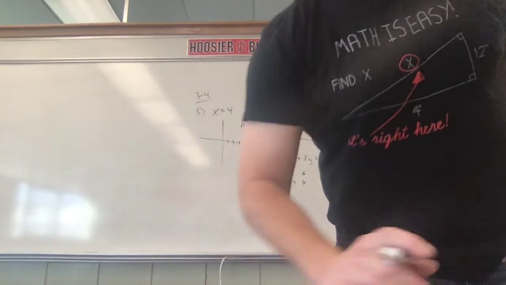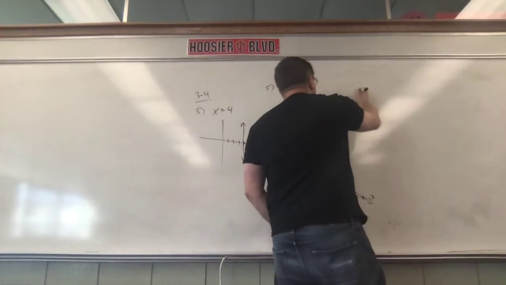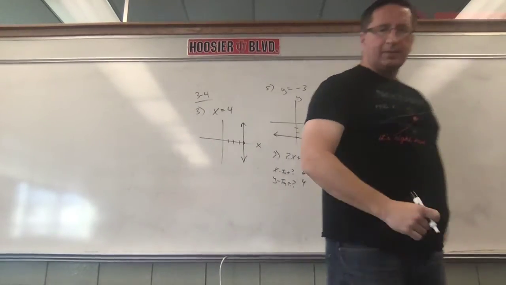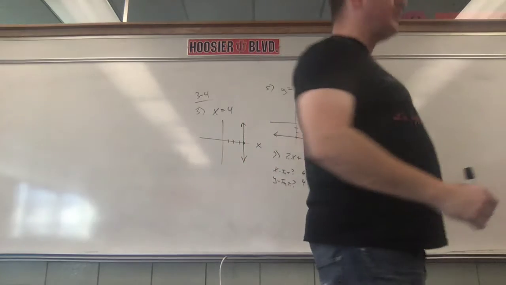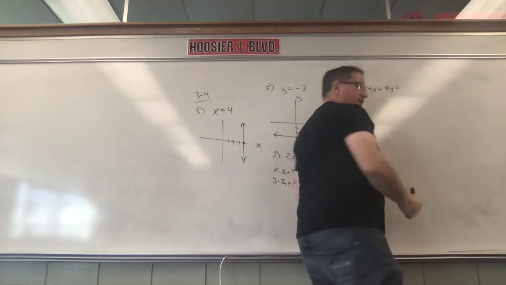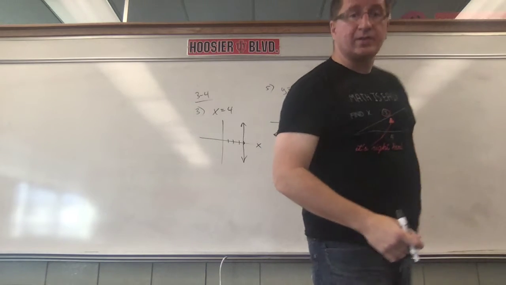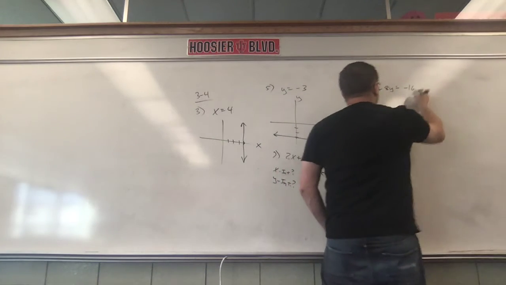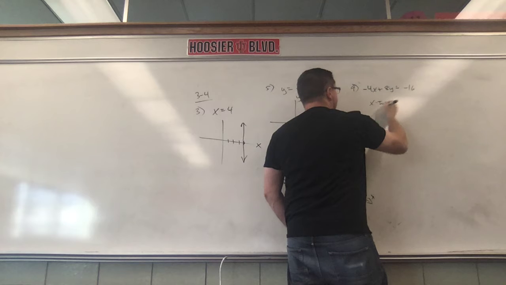So your question number 9. Number 9 is the same type question. So you got to be careful because we have some negatives here. We have negative 4x plus 8y equals, I think it's negative 16. Make sure you write the problem down, right? Okay, so again, the x-intercept and the y-intercept.